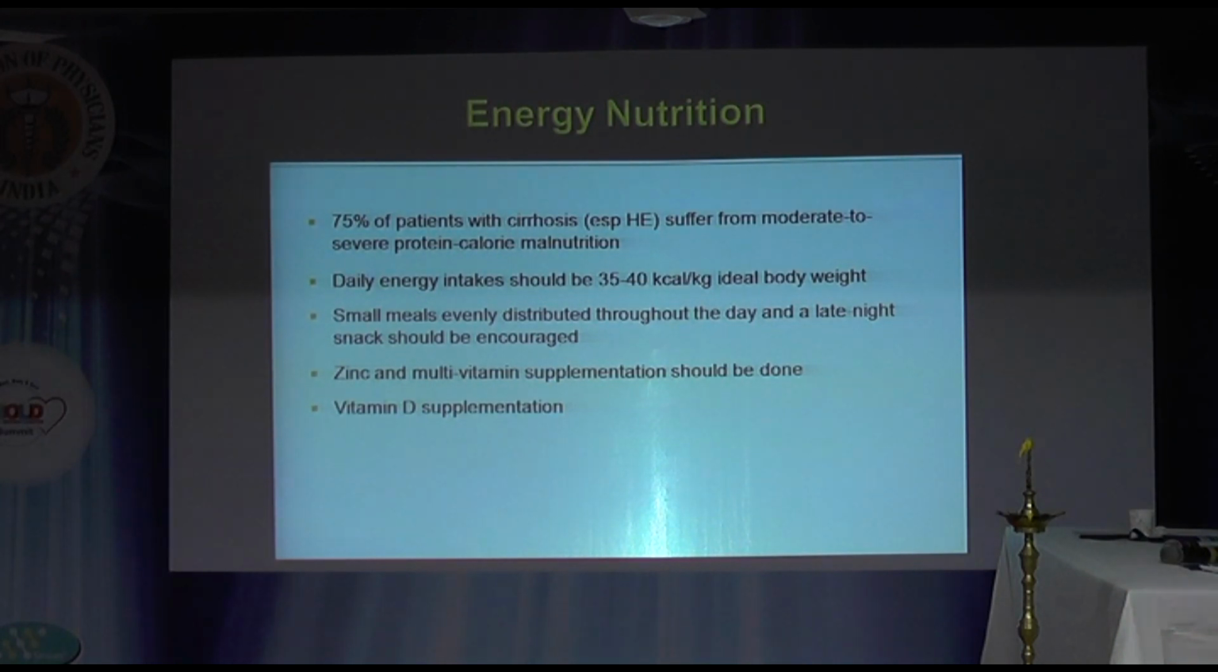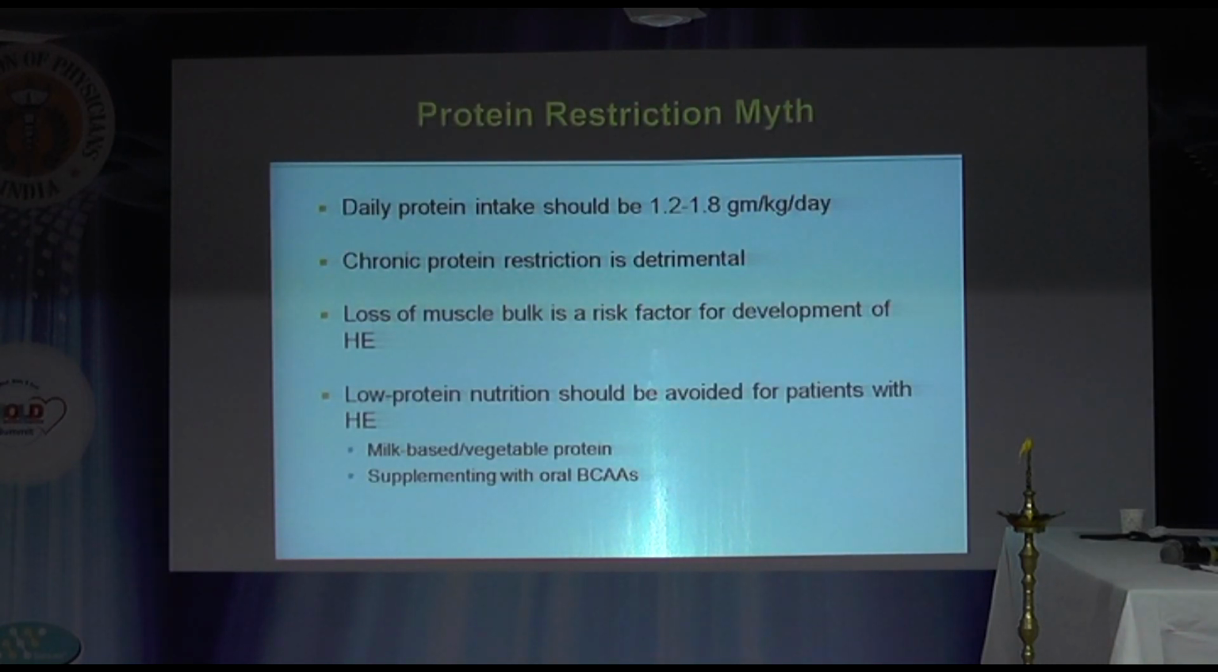Now, nutrition, I'm not going to go into any details, but one of the problems we see in clinical practice is once a patient has been diagnosed as cirrhosis, they are asked to go on boiled food, etc. Energy and nutrition are of extreme importance. There is a lot of malnutrition, and replacement with vitamins, zinc, multivitamin, vitamin D supplementation are all important. The other myth is the protein restriction myth. The moment a patient is diagnosed, we restrict the protein. Let's be very clear that the protein requirement in such patients is high. Chronic protein restriction is detrimental, and it leads to further development of hepatic encephalopathy. Low protein nutrition should be avoided, and milk-based protein or vegetarian proteins are preferable over animal proteins. And for patients who do not tolerate normal proteins, one can use oral branched-chain amino acids.